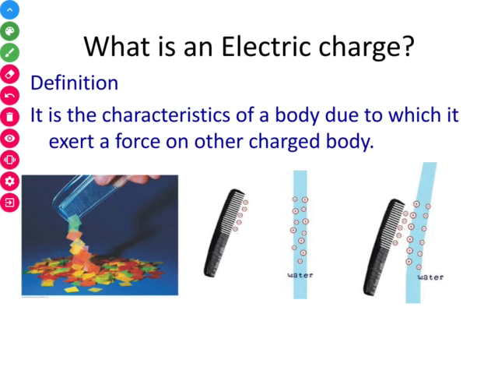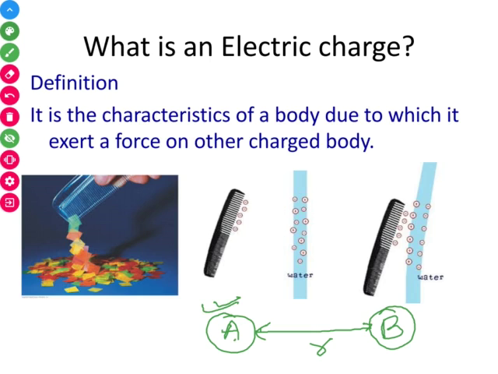Now the next is, what is an electric charge? Before defining this, how can we define the electric charge? Say for example, we have two bodies, body A and body B, and if these bodies are uncharged, there is no charge in body A as well as body B, and they are r distance apart, then there is no electrostatic force working between these two bodies A and B. No force is acting between these two bodies.